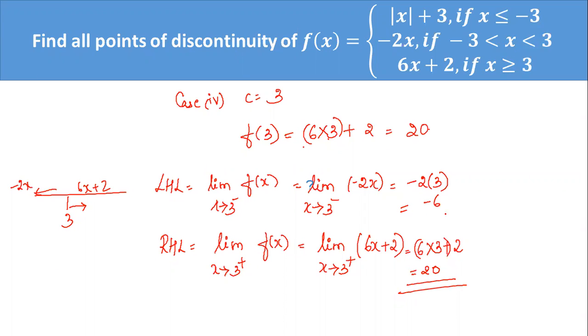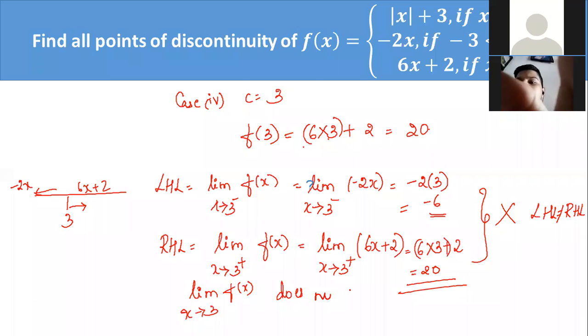Whether left hand limit is equal to right hand limit? No, both are not equal. If they are not equal, what can we conclude? Which condition failed for continuity from the definition of continuity? The second condition failed. So the limit does not exist. Limit of f of x as x tends to 3 does not exist.